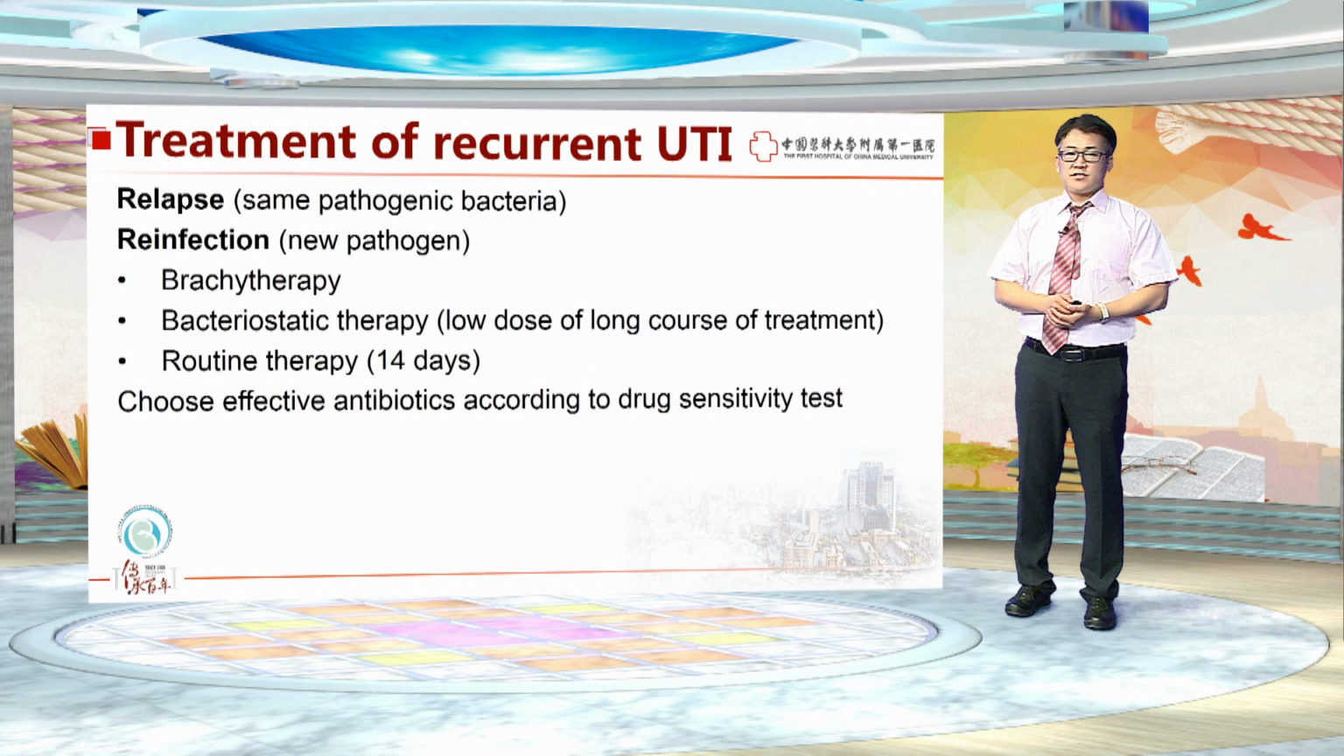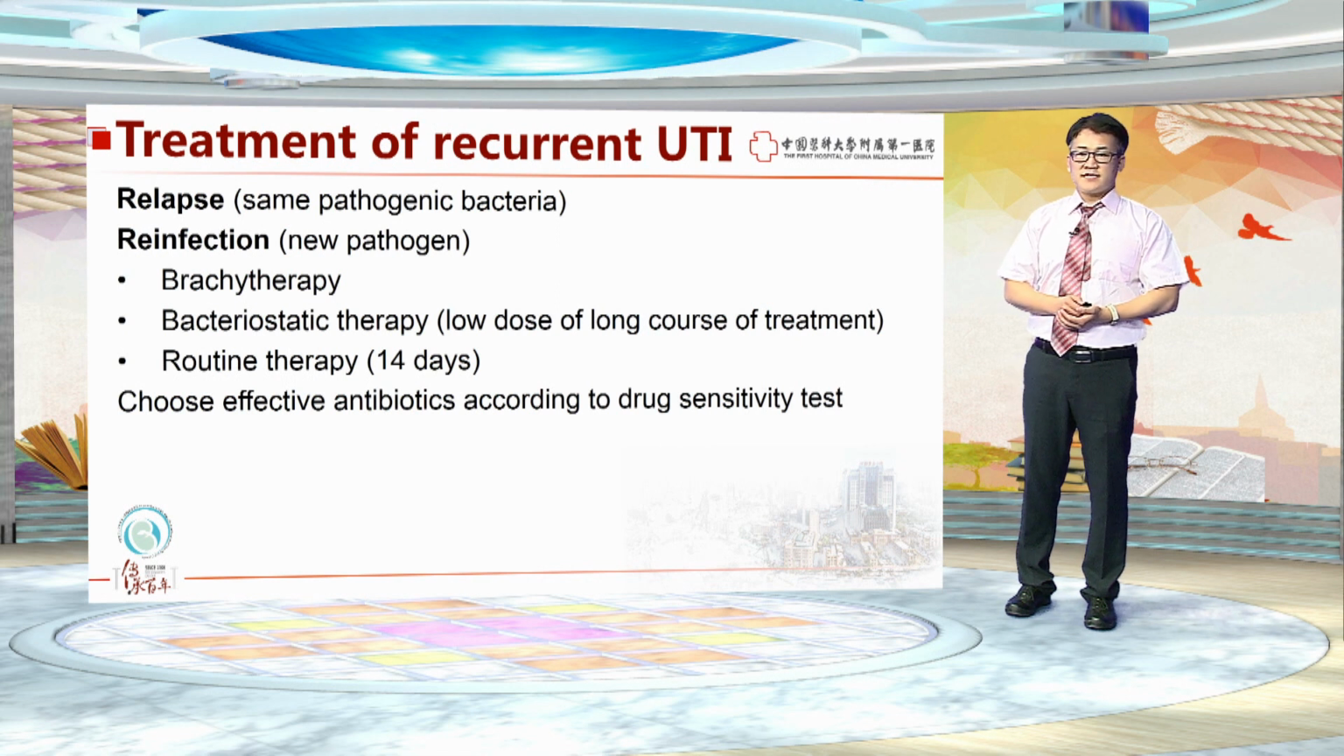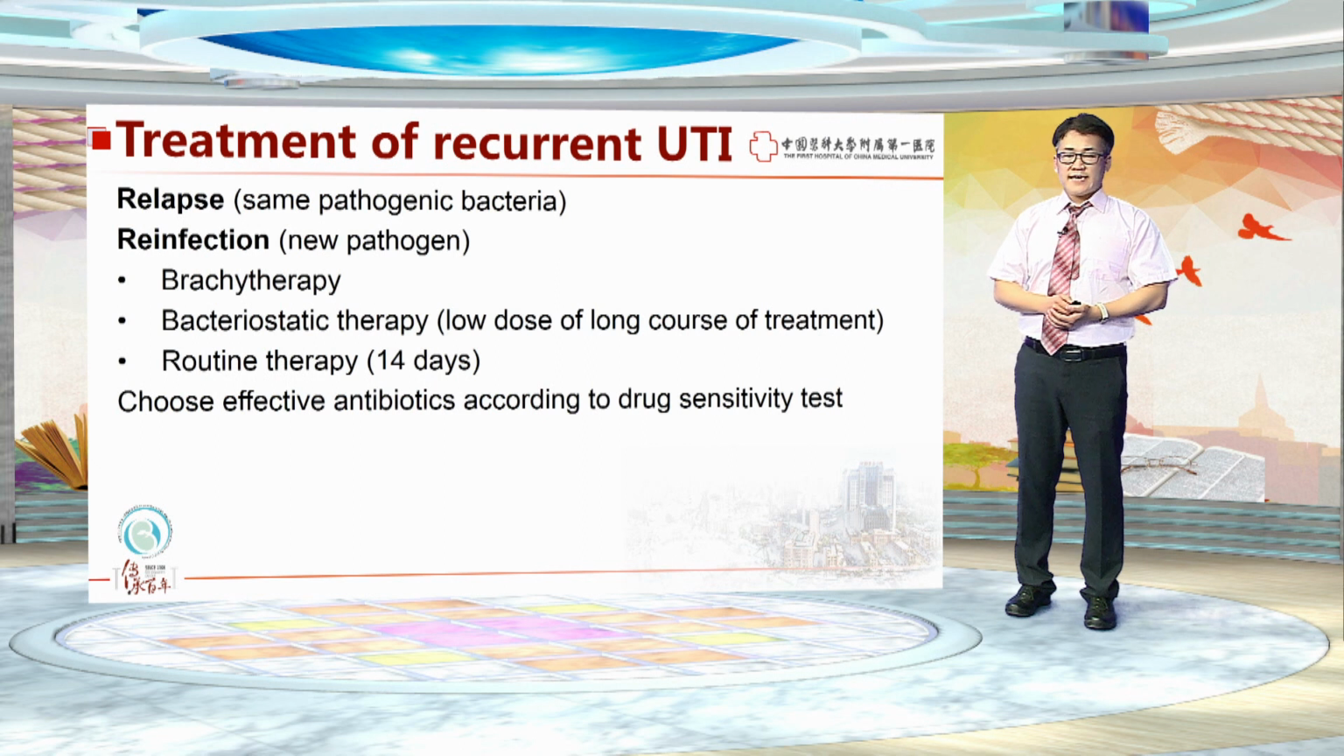Treatment of recurrent UTI. Women with recurrent cystitis may benefit from behavioral modification, such as avoiding spermicides, increasing fluid intake, and ensuring postcoital micturition. Antimicrobial prophylaxis has been shown to reduce the risk of recurrent cystitis.